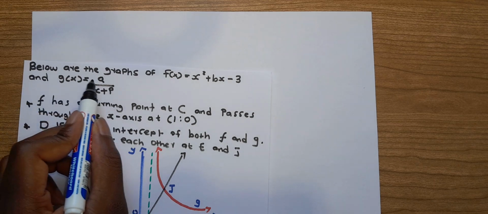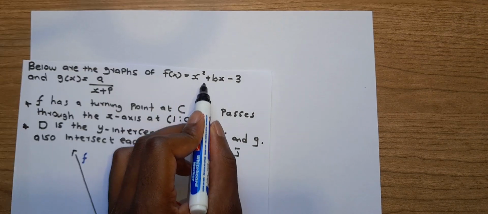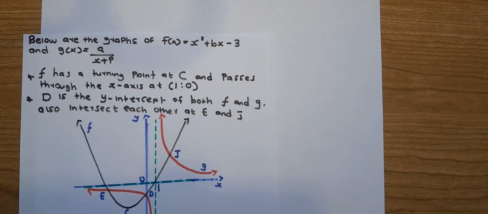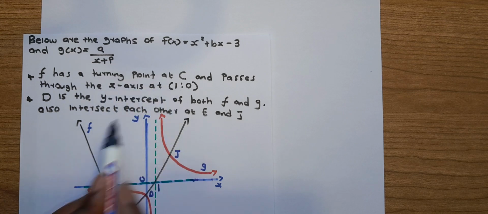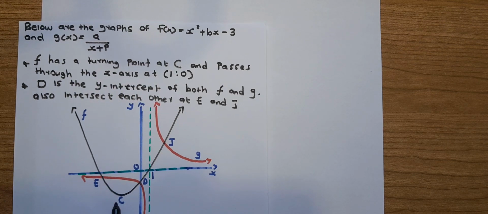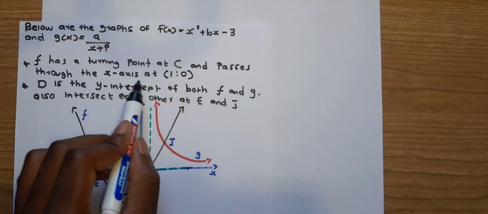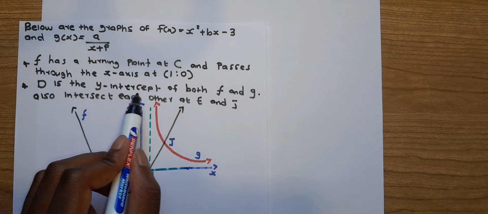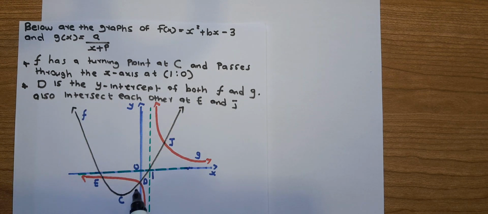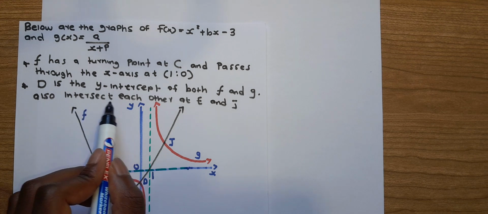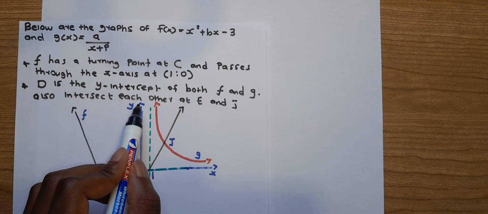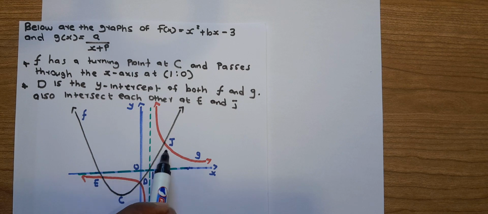They are saying that below are the graphs of f(x) that equals x squared plus bx minus 3 and g(x) that equals a to the power x plus p, right? As they say, f has a turning point at C. This is C, and passes through the x-axis at this point, that is actually 1. D is the y-intercept of both f and g. Yeah, it is, I can see. So D is the y-intercept of both f and g. They also intersect each other at E and J, right? Okay.